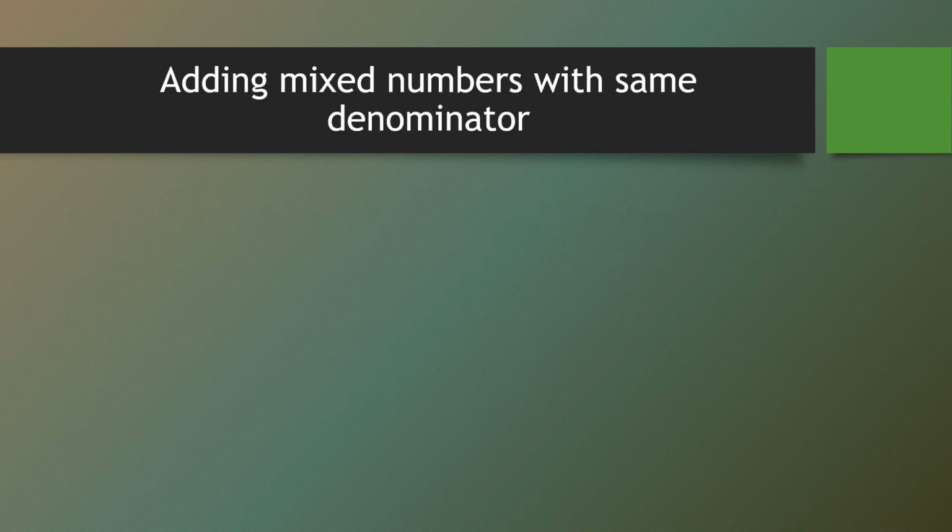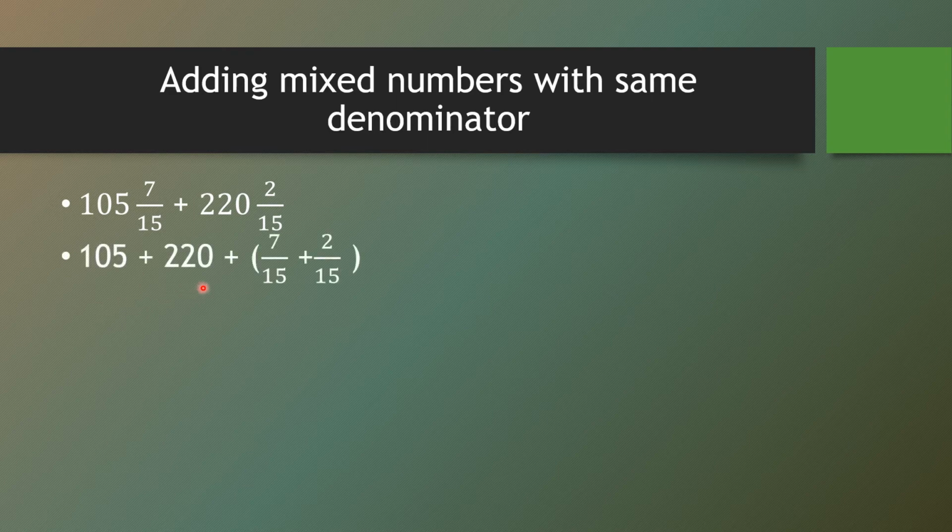Now the next question is 105 and 7 by 15 plus 220 and 2 by 15. Now we have to add these mixed numbers, also with the same denominator. The same thing we will do, just like method 1. We will add these whole numbers separately. It means 105 plus 220, plus 7 by 15 plus 2 by 15 separately.